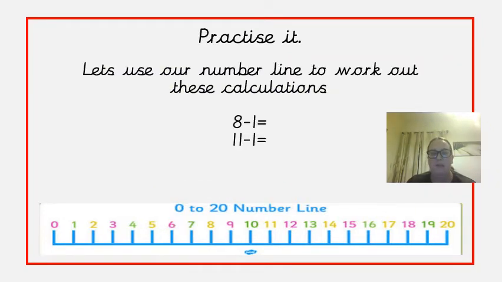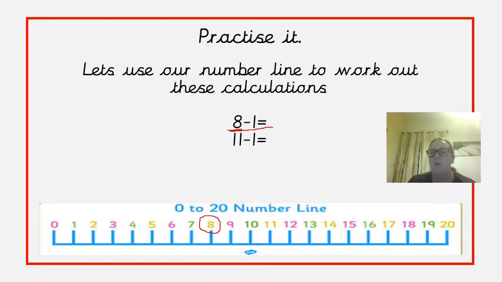Let's do some practice. We're going to use our number line now to work out these calculations. Okay, let's start with this first one. Let's read it together. Are you ready? 8 take away 1 equals. Remembering what I did a minute ago, we're going to use the first number as our starting point, and I'm going to give it a little circle.